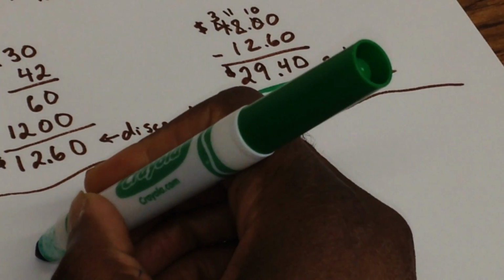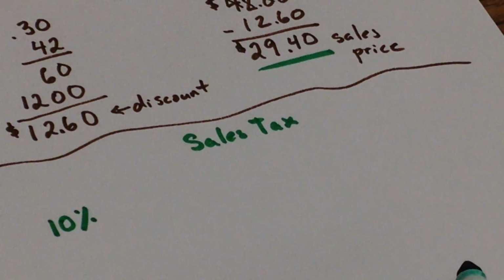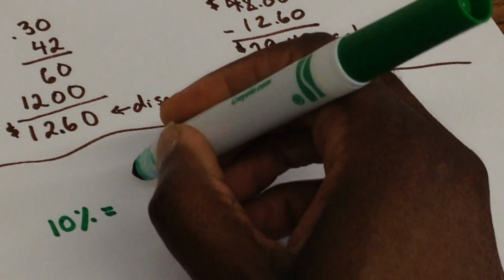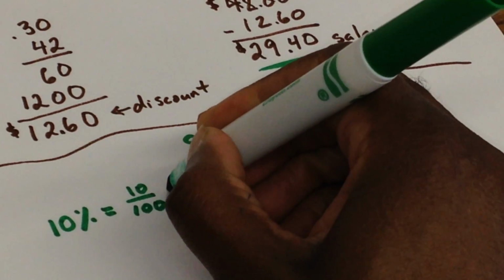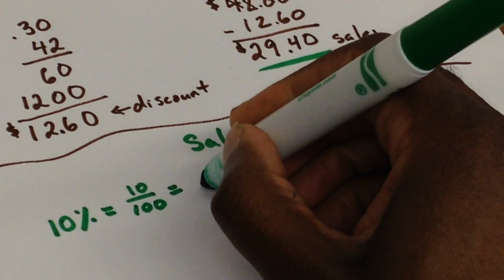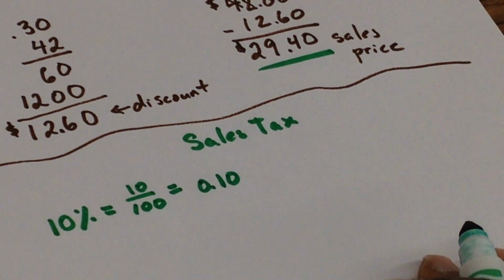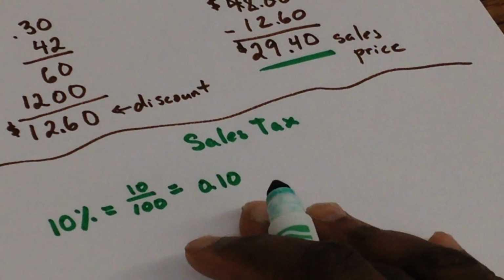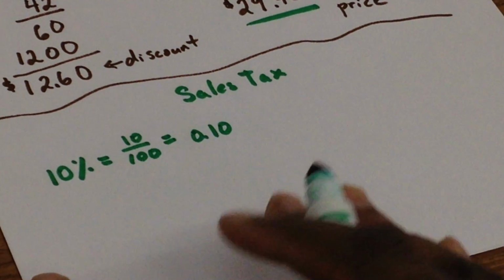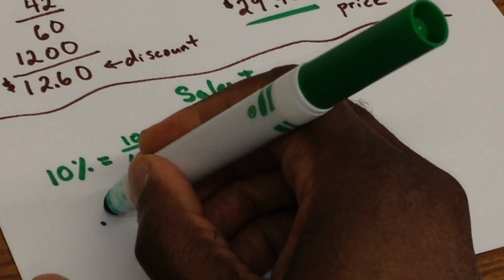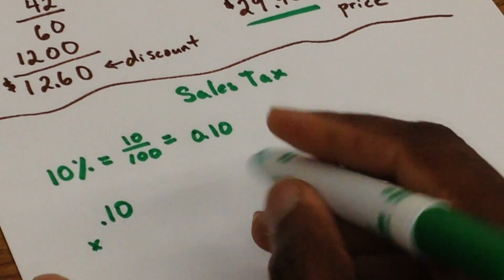So now again, you're going to get 10%, which is equal to 10 out of 100. When I do 10 divided by 100, I'm going to get 0 and 10 hundredths, okay? So that's going to be my decimal. I take that decimal and I'm going to multiply it, 0.10 being multiplied now to $29.40.